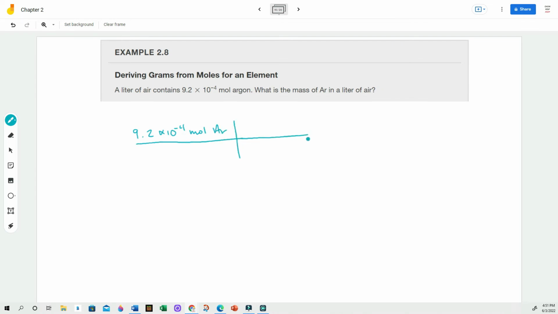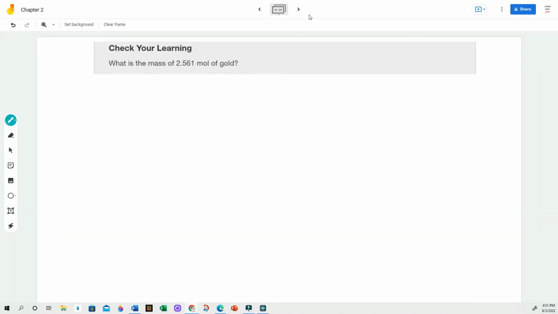And again, I'm going to put my units in first and then I'll put my numbers in. So this time I want my moles of argon to cancel, and I want to go to grams of argon. Now I'm going to put my numbers in, remembering that molar mass is always per 1 mole. And then looking at the periodic table, I will see that 39.948 grams of argon is in 1 mole of argon. And this setup allows the moles of argon to cancel and gives me grams of argon. So putting this into my calculator, I get 0.037 grams of argon. For the check your learning, what is the mass of 2.516 moles of gold?